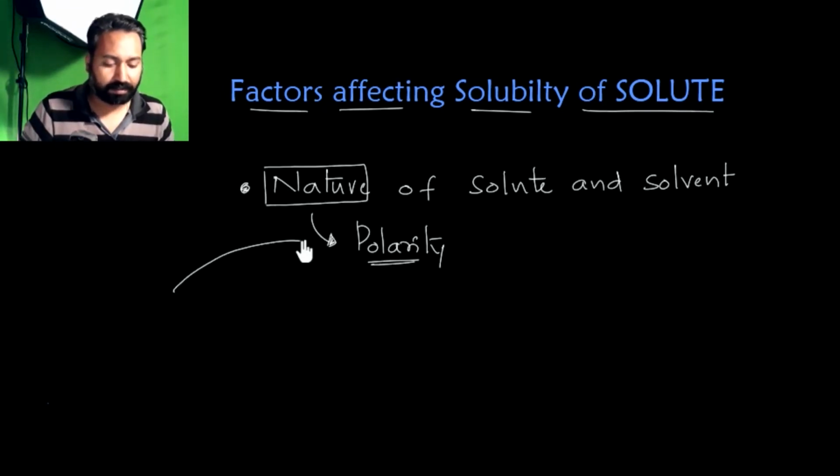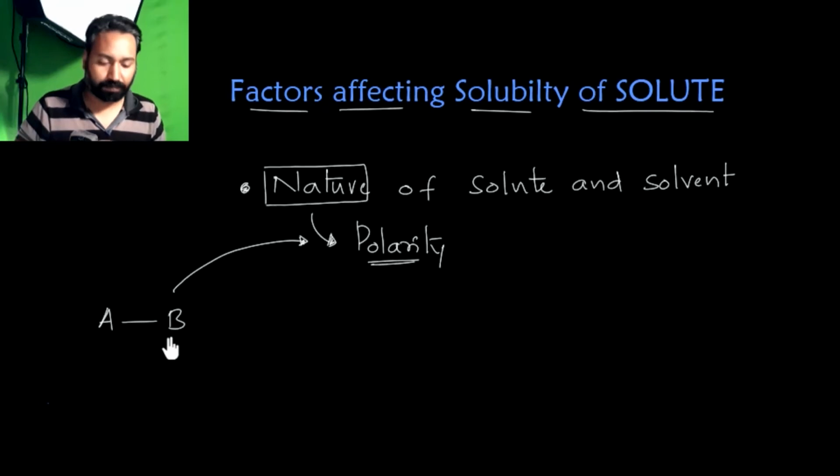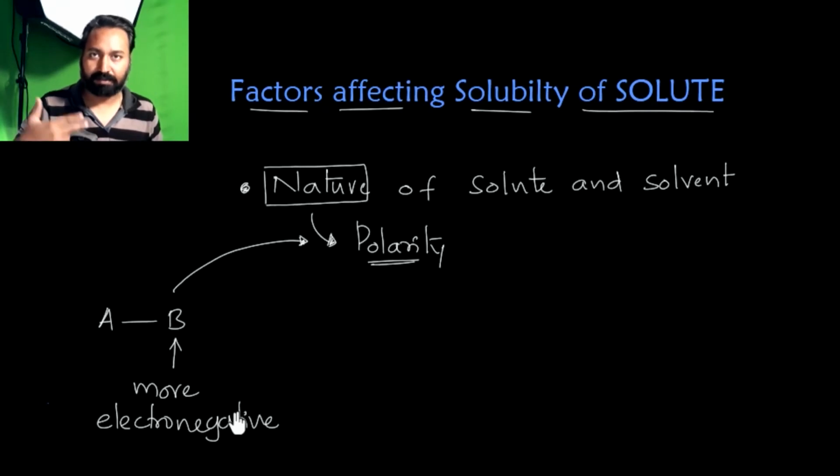For polarity, we have to understand that there should be a bond between A and B. Now assuming that B is more electronegative. You already know the meaning of electronegativity: it is the capacity of an atom to attract the shared pair of electrons. The shared pair of electrons should be at the middle of the bond, equally near A and B.